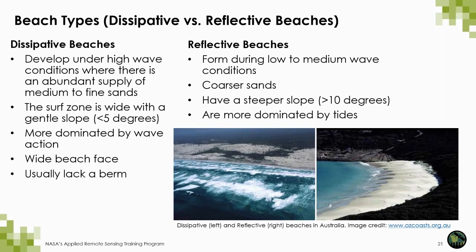So dissipative beaches usually develop under high wave conditions, where there's an abundant supply of particularly medium to fine grain sands, and in areas where the surf zone is wide and there's a gentle slope, usually less than 5 degrees. And also in areas that are more dominated by wave action. These beaches usually have a wide beach face and they usually lack a berm. Here in the bottom left photo is an example of a dissipative beach in Australia.